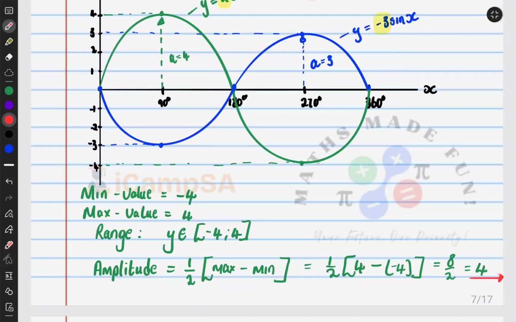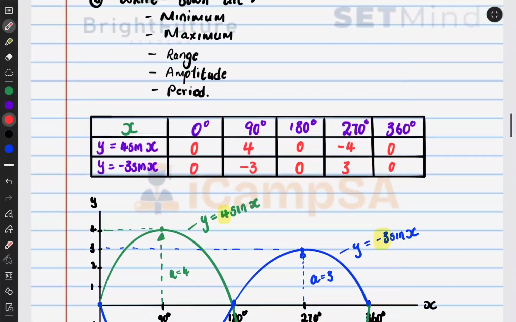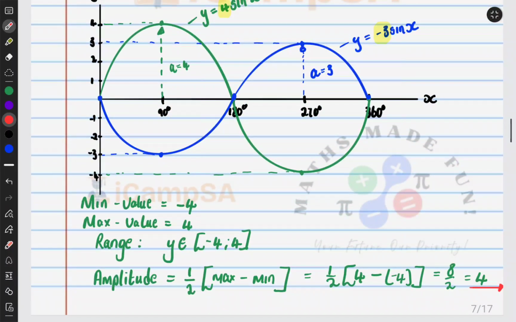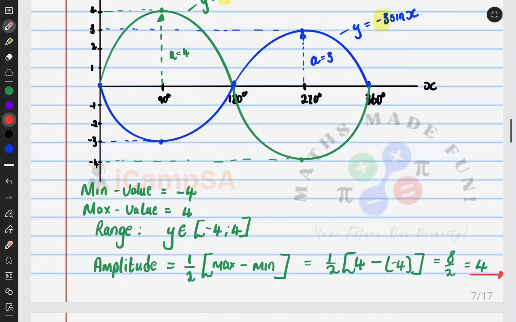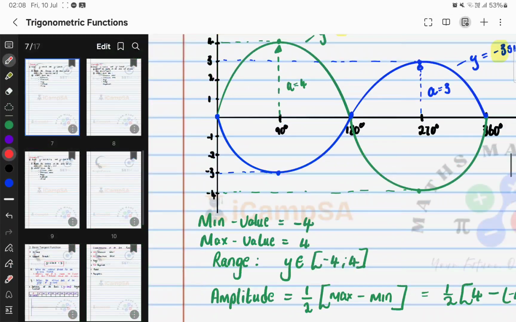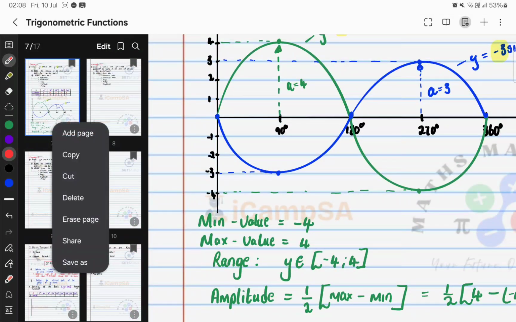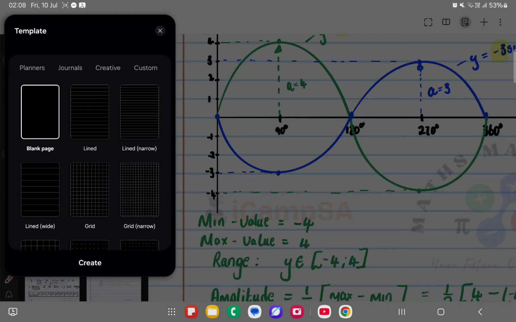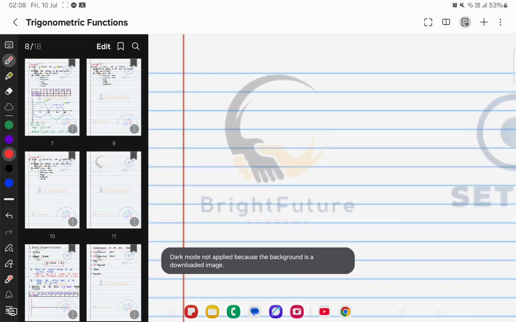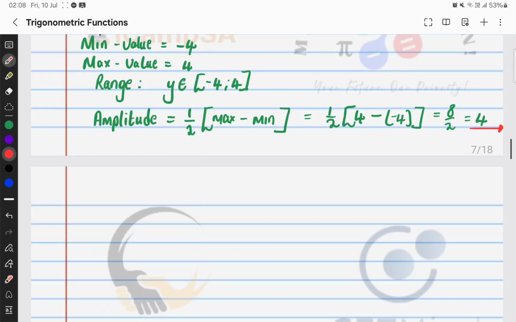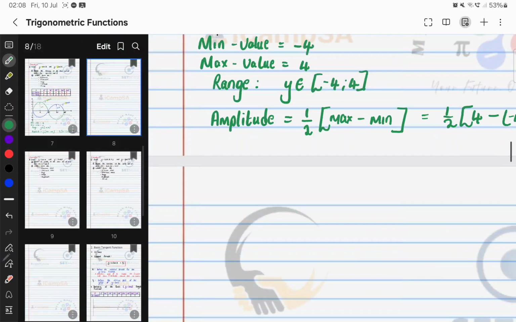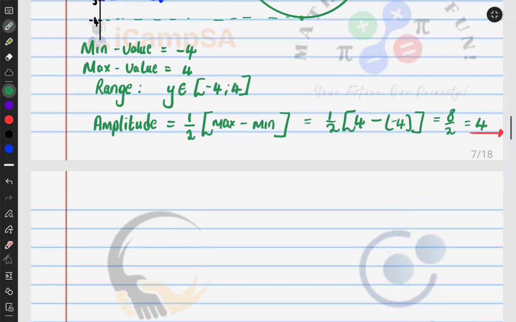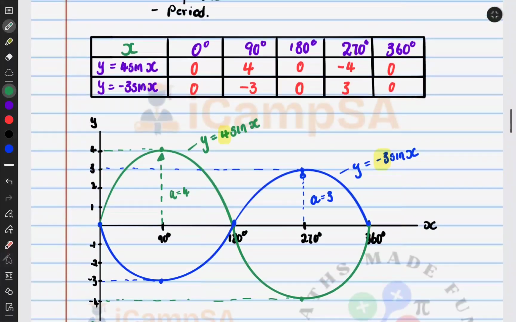And then next, we were asked the period. The period, how long it takes for the function to repeat itself, is 360 degrees. Let me add the page. Done. Okay, so next we are asked about the period. The period is 360 degrees. Okay, and that is the first function.